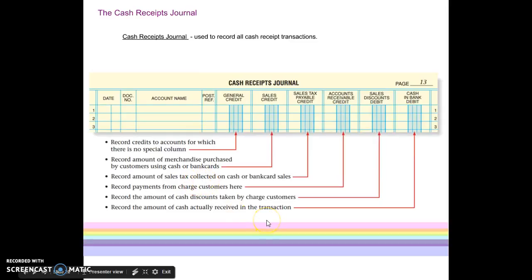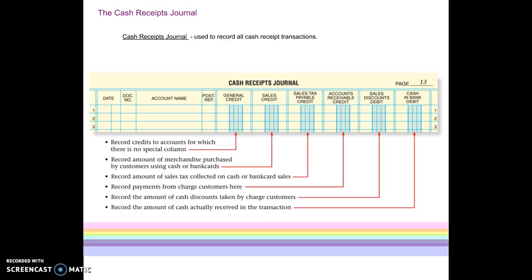The Cash Receipts Journal, as with the Sales Journal, is a specialized journal in which we are going to record only cash receipt transactions. Because of the cash receipt transactions that are going to be recorded, we can break this down into only a certain number of columns that are needed to properly journalize one of these transactions. We already know that when we have a cash receipt, we have a cash debit. So the question then becomes, what do we credit?